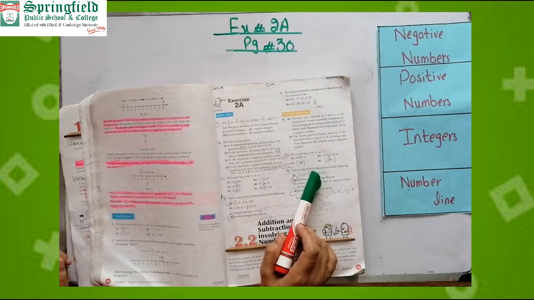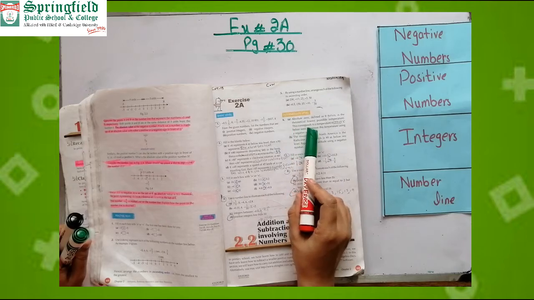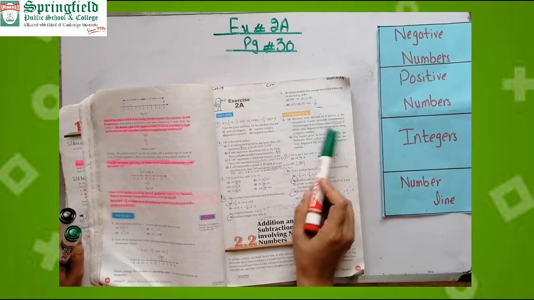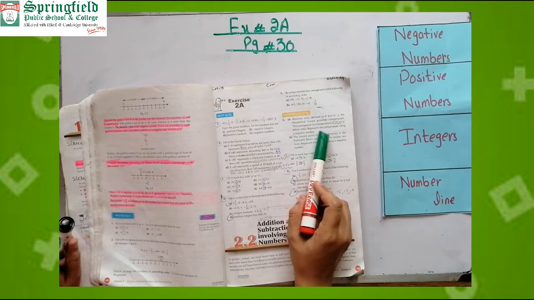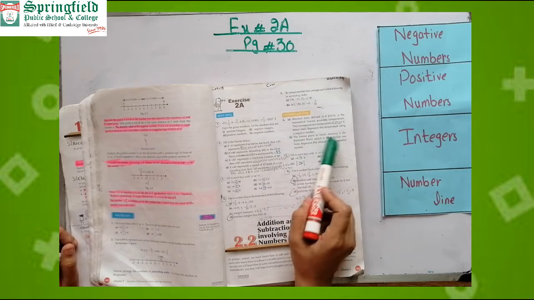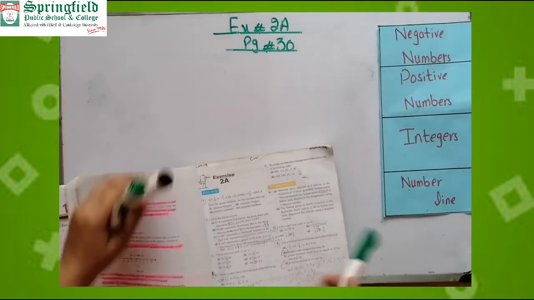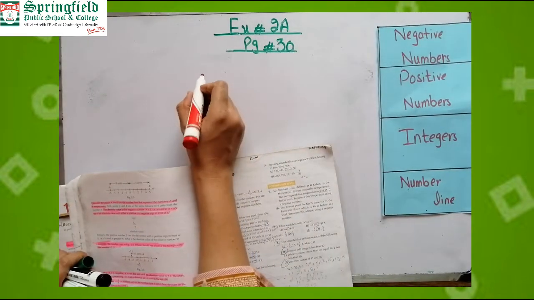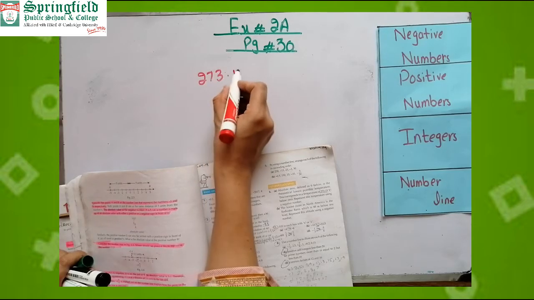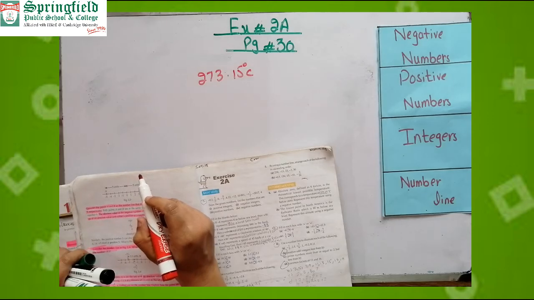And now come to question number 6. Question number 6, they are saying that absolute zero, defined as 0 Kelvin, is the theoretical lowest possible temperature. This corresponds to the temperature of 273.15 degrees below zero. Represent the temperature using a negative number. So negative 273.15 degrees. This is the lowest temperature.